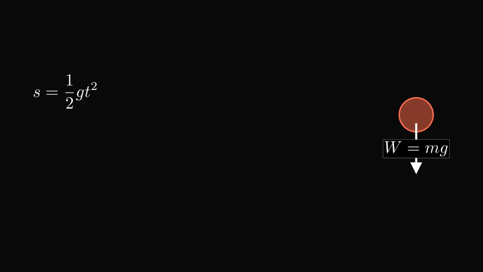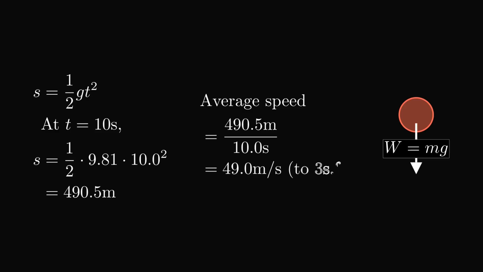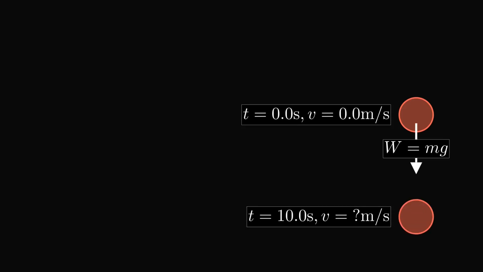Using this formula, we can say, for example, that after 10 seconds, the mass would have traveled half times 9.81 times 10 squared, or 490.5 meters. Therefore, we can calculate its average speed over this duration as distance divided by time. 490.5 divided by 10 equals 49 meters per second. However, it is clear that the mass is not traveling at this speed throughout the 10 seconds. It starts at rest at the top and speeds up over time.